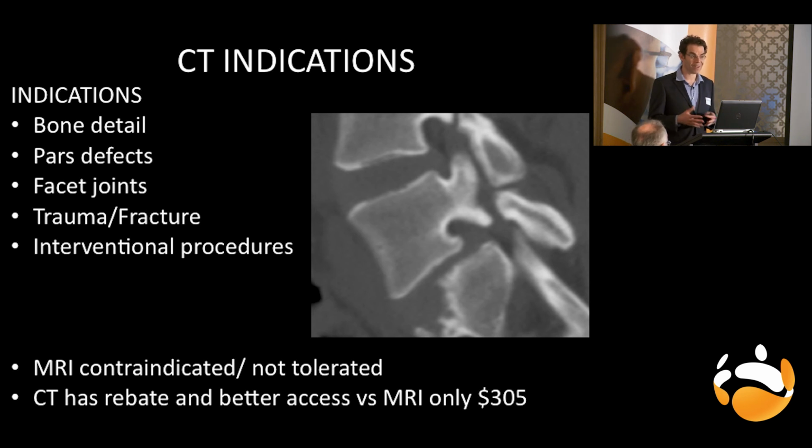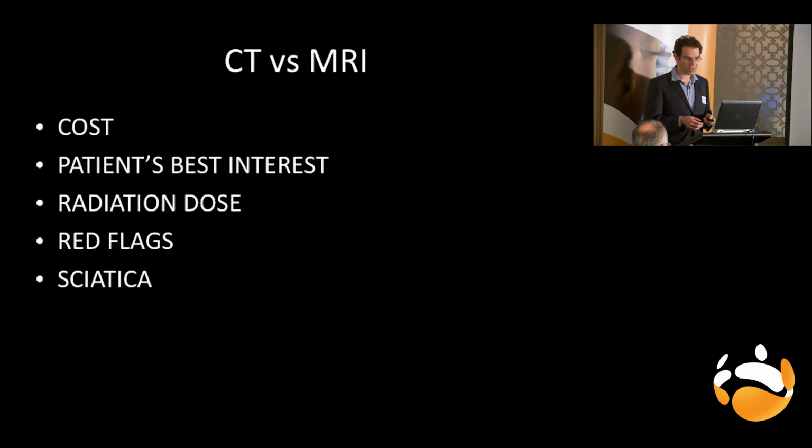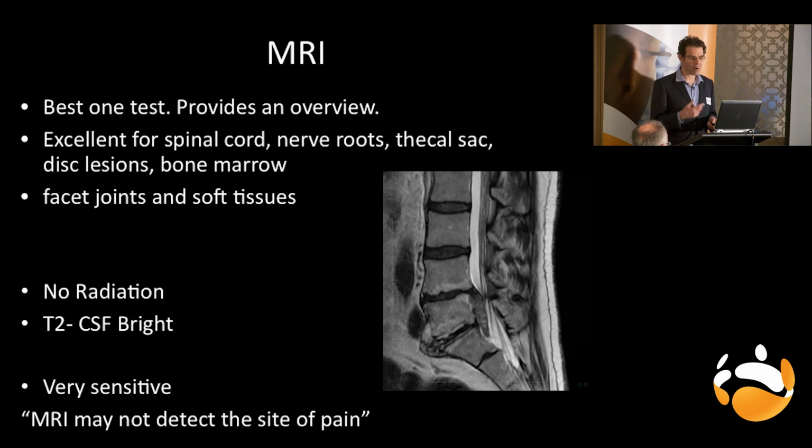But the cost for MRI is, unrebated, MRI is very cheap in Australia compared to, say, New Zealand or other parts of the world, and it's really only $305. So ideally, in the patient's best interest, we should be doing MRI, so there's no radiation, we get better contrast resolution. We're also able to pick up some of those red flag conditions. MRI is the best one test, provides an excellent overview, and that's because of this contrast resolution.